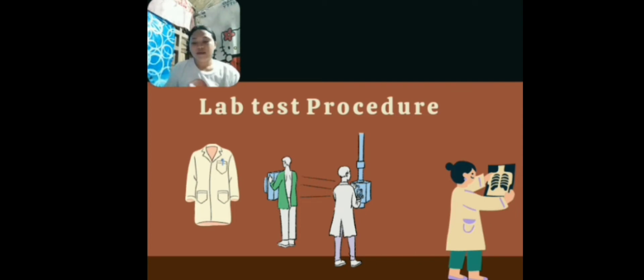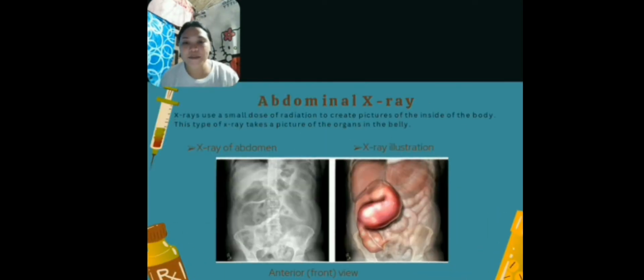So let's proceed to the lab test procedure. So, abdominal X-ray. X-rays use a small dose of radiation to create pictures of the inside of the body. This type of X-ray takes pictures of the organs in the belly.